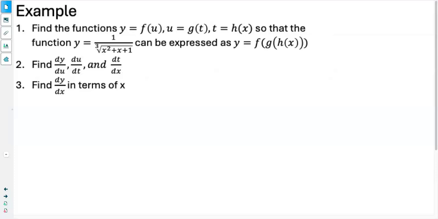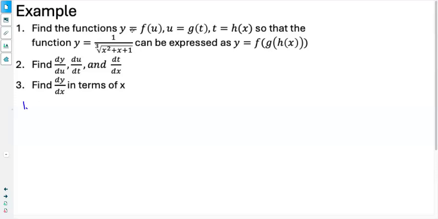So find the functions y equals f of u, u equals g of t, and t equals h of x, so that the function y equals 1 over the cube root of x squared plus x plus 1 can be expressed as y equals f of g of h of x. Once we do that, we're going to find the derivative of each of those functions and then write dy over dx, or our overall derivative, in terms of x.